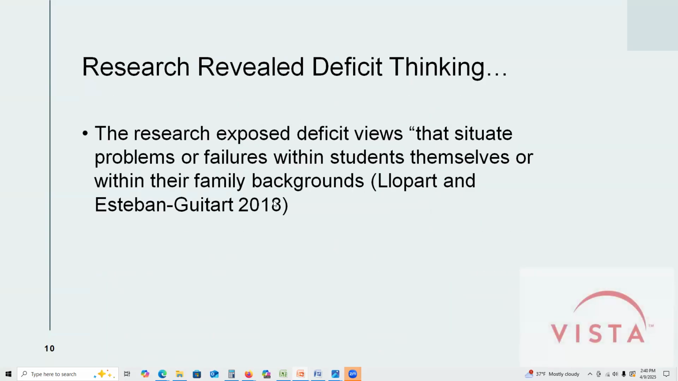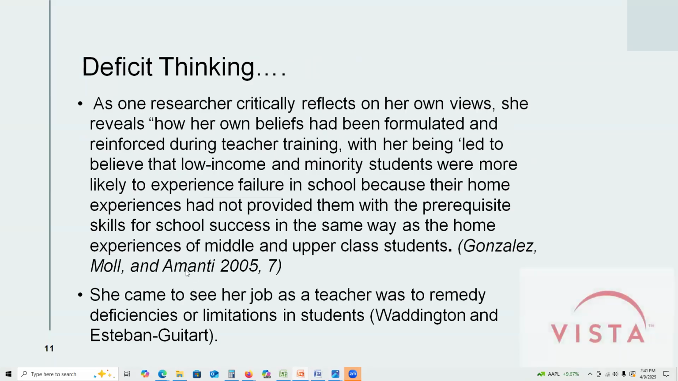So perhaps one of the most important contributions to come out of this whole body of research of funds of knowledge was that it revealed deficit thinking. For example, here, the research exposed deficit views that situate problems or failures within students themselves or within their family backgrounds. For example, one of the original researchers, Kathy Amanti, noted this as she critically reflected on her own views. She reveals how her own beliefs had been formulated and reinforced during her teacher training, during her time at university, with her being led to believe that low income and minority students were more likely to experience failure in school because their home experiences had not provided them with the prerequisite skills for school success in the same way. So she came to see her job as addressing limitations in her students.